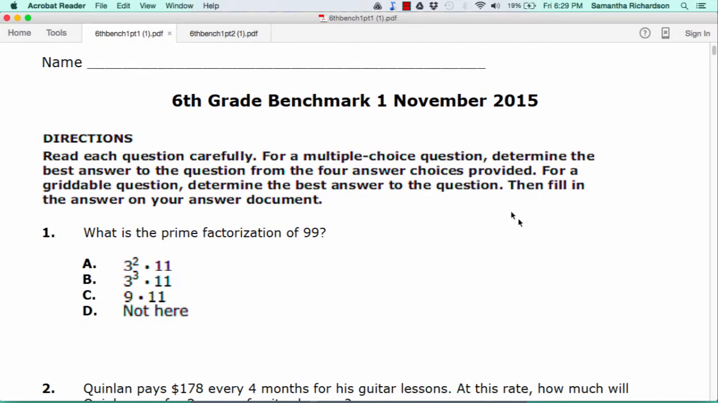Number 1. What is the prime factorization of 99? A. 3 to the 2 times 11. B. 3 to the 3rd times 11. C. 9 times 11. D. Not here.